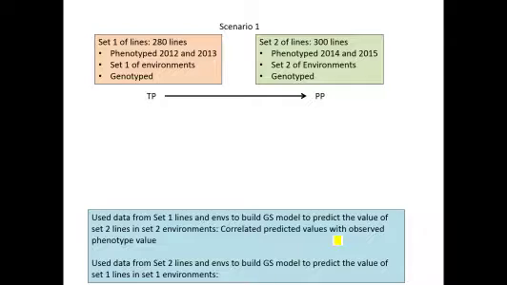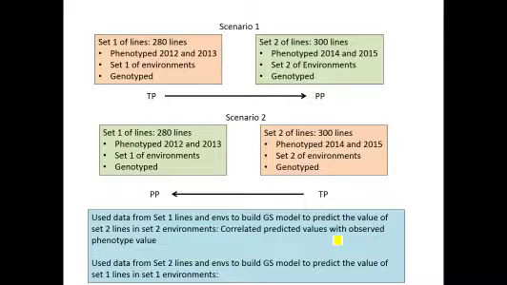And here is our plan for how we tried to assess the accuracy of genomic selection. Set 1 of lines, which I already described, is phenotyped in a certain set of environments and genotyped. Set 2 consists of 300 different lines, and they're phenotyped in different environments. So in the first scenario, we build a model using data from set 1, which is our training population, and then we can see if that model can predict the phenotypes of lines in set 2 that are obtained from testing them in its second set of environments.